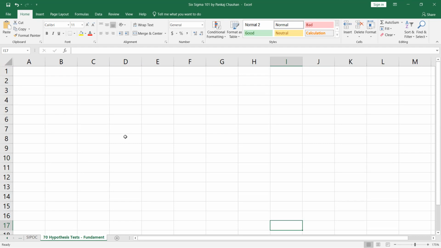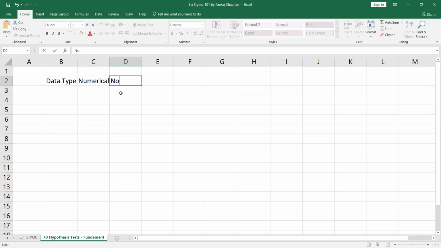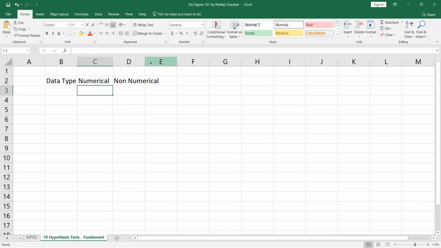In this session, we are going to learn about the basic requirements of performing a hypothesis test. The first and foremost thing when we start hypothesis testing is that you should be clear about your data type. Mainly, you are dealing with either numerical data, or non-numerical data, which is the categorical data. First, you have identified that.